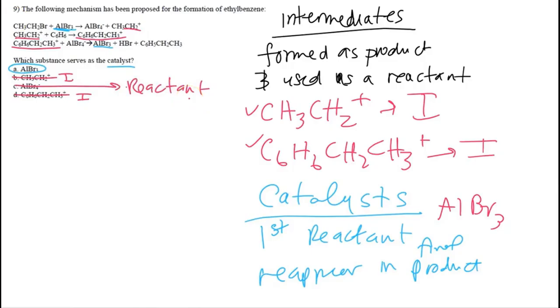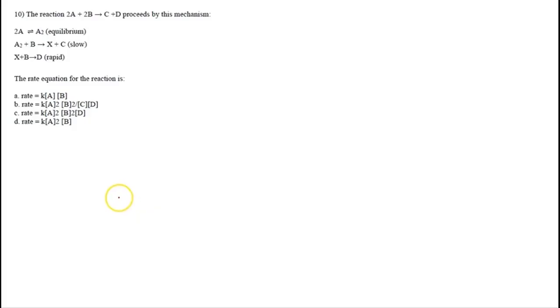All right, folks, that's number 9. Let's move on to number 10. All right, so number 10, it says the reaction 2A plus 2B forming C plus D proceeds by this mechanism. So they're giving us an overall reaction here, right? They're telling us a mechanism. We have something equilibrium, slow, and rapid. And it says the rate equation for this reaction is what?